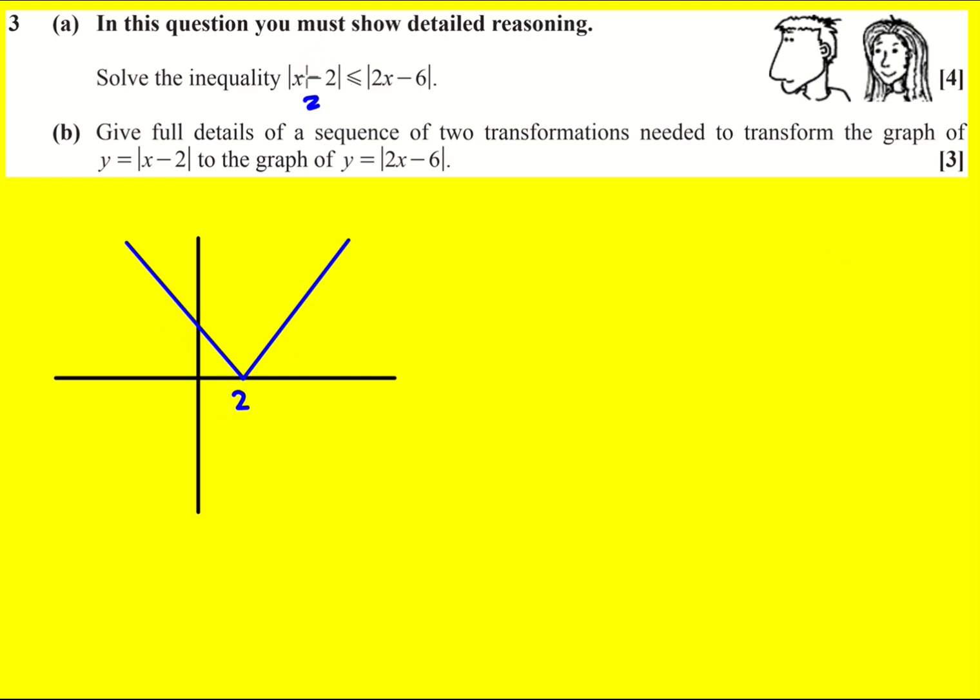And then when I put x is 0 in, I'm going to get the modulus of minus 2. This is also going to be 2. Next up, 2x minus 6. Critical point here is when 2x minus 6 is 0. So that's going to be when x is 3.